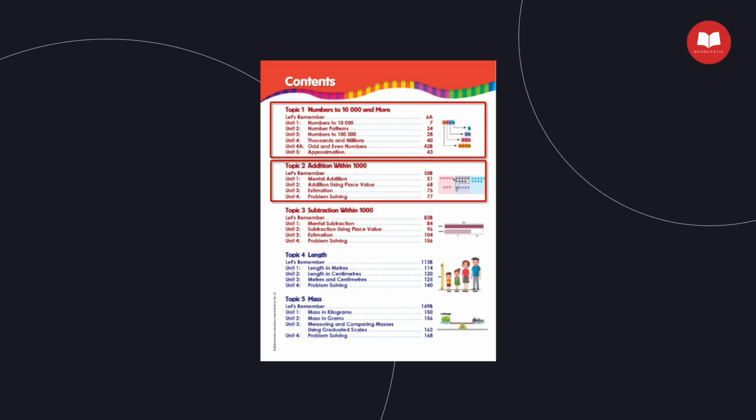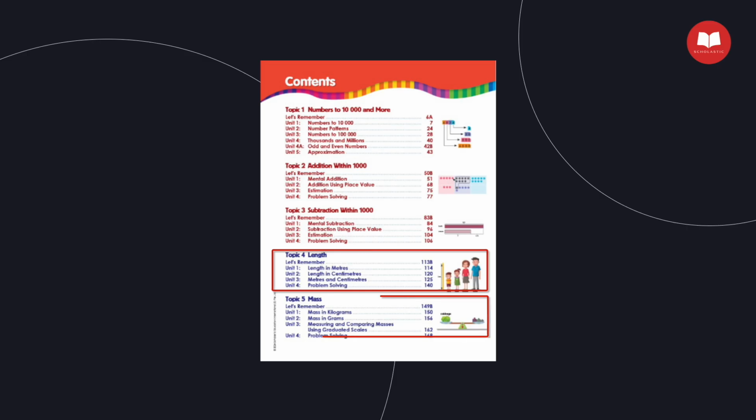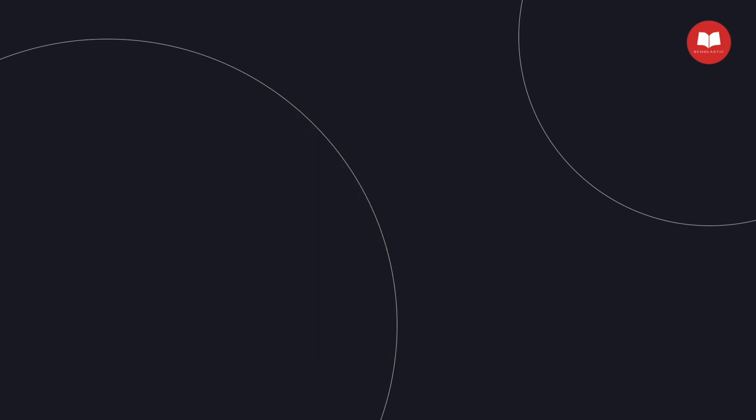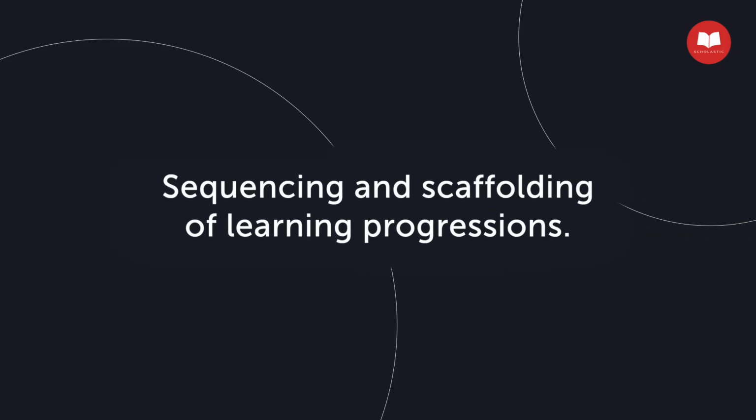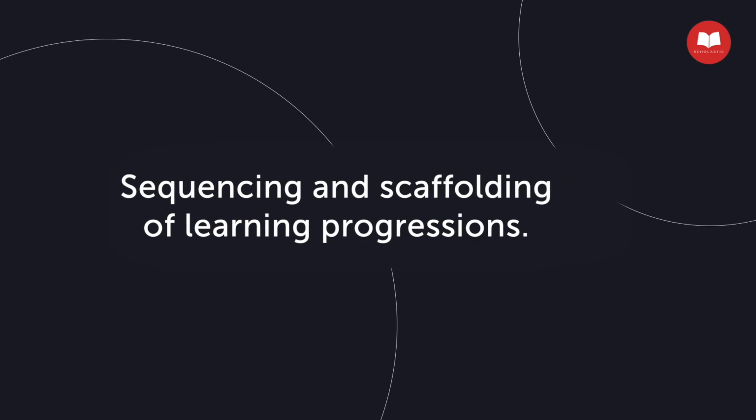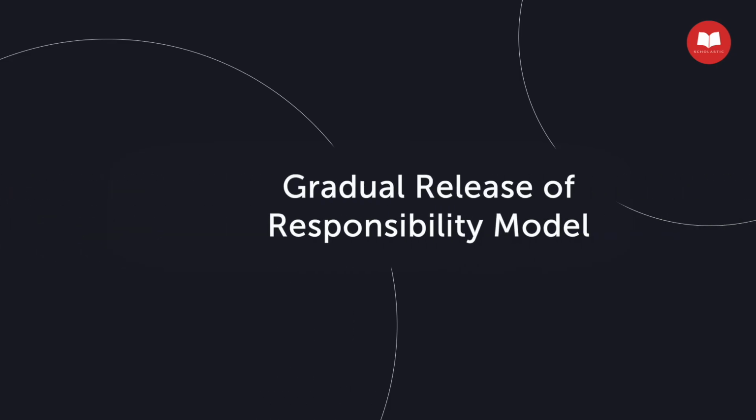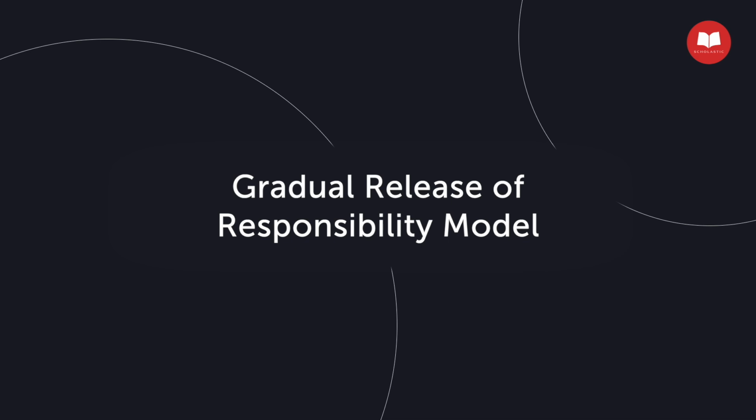Then apply these concepts to addition and then subtraction within 1,000. After that, addition and subtraction concepts learnt are applied to solving problems for length and mass. So part of the overall Prime pedagogy is the careful sequencing and scaffolding of learning progressions. Another part of the Prime pedagogy is the use of the gradual release of responsibility model combined with explicit teaching.